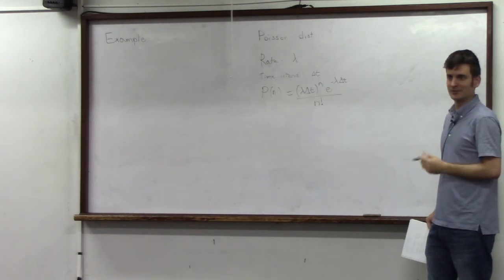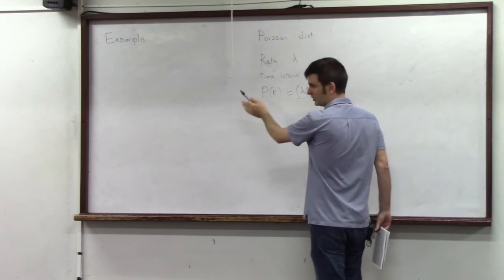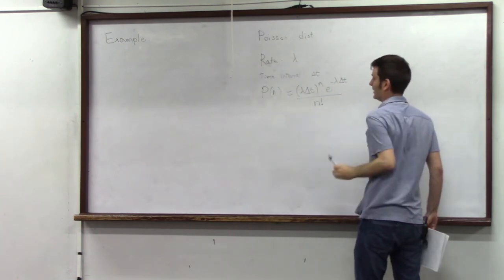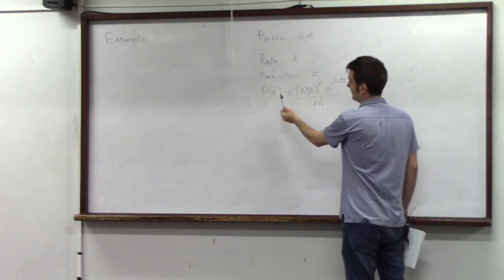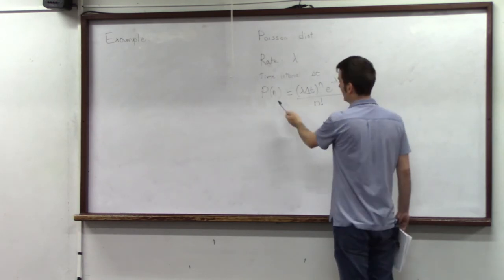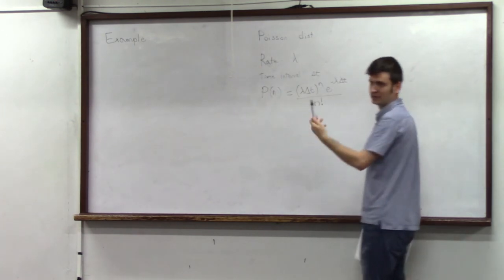Okay, so if you know the value of this parameter, the rate, and then if you have a time interval, you can ask what's the probability of having 0 events in that time, 1 event, 2 events, 3 events. This is a discrete probability distribution.